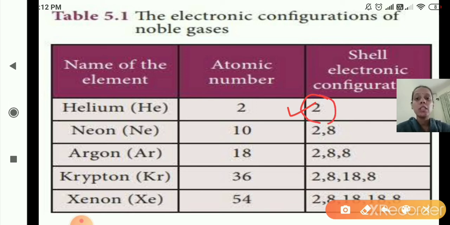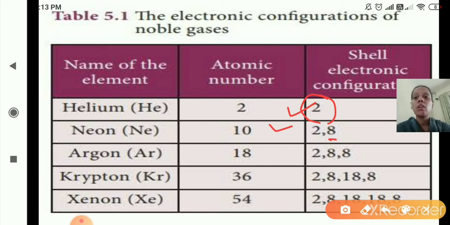Now the next one is neon. In neon there are 10 electrons. So the electronic configuration is 2, 8: 2 electrons in the K shell and 8 electrons in the L shell. So the outermost shell, or the L shell, has 8 electrons, right? So they have an electron octet. So neon has an electron octet because it has 8 electrons in the outermost shell.